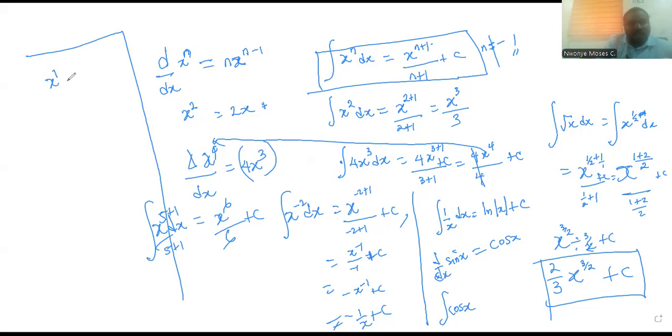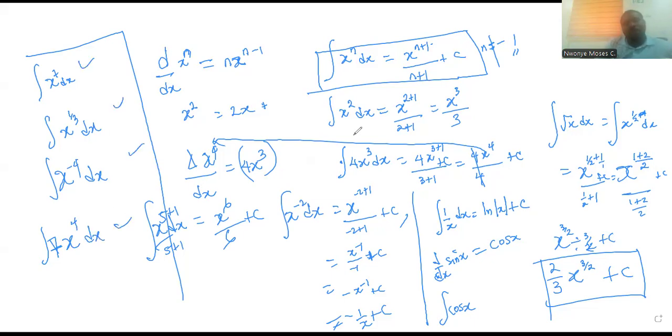Integrate x raised to the power 7 dx. Integrate x raised to the power 1 over 3 dx. Integrate x raised to the power minus 4 dx. You can do them by yourself. It's very simple to understand. And you can also integrate 7x raised to the power 4 dx. So you can try 1, 2, 3, 4 before we continue in the live lesson.